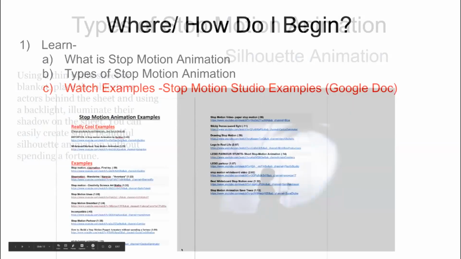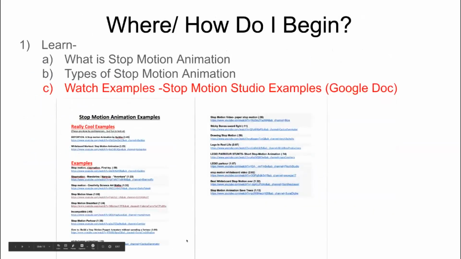Okay, again, you get the idea. So those are the examples, the different types of stop motion animation. A lot of times you see a combination of several types together, so that can be done as well.